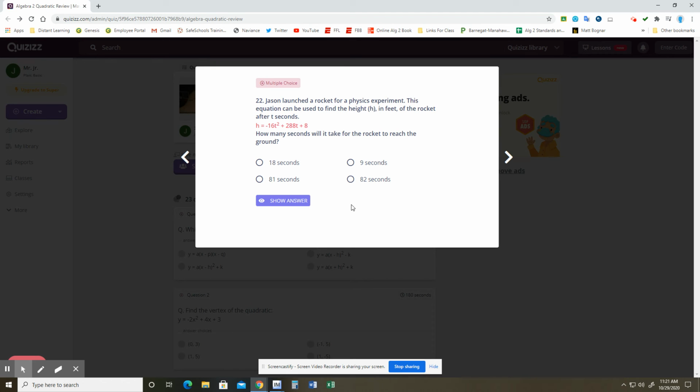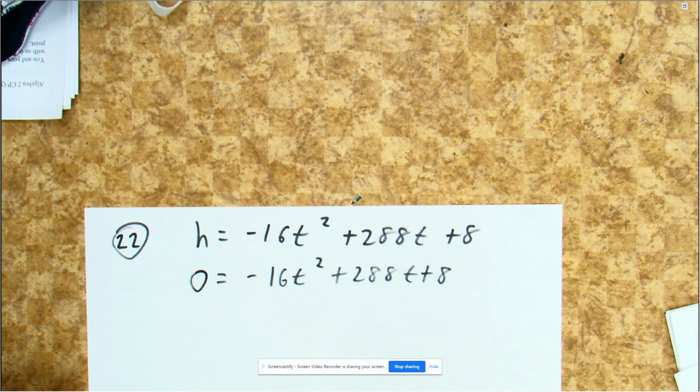Jason launches a rocket. The equation can be used. How many seconds will it take for the rocket to reach the ground? Now, when you have a problem like that, when it reaches the ground, you know what the height is. This is number 22. H equals negative 16t squared plus 288t plus 8. And they want to know how long it takes for the rocket to reach the ground, meaning I am going to put a 0 in for H. Flip back. There it is.